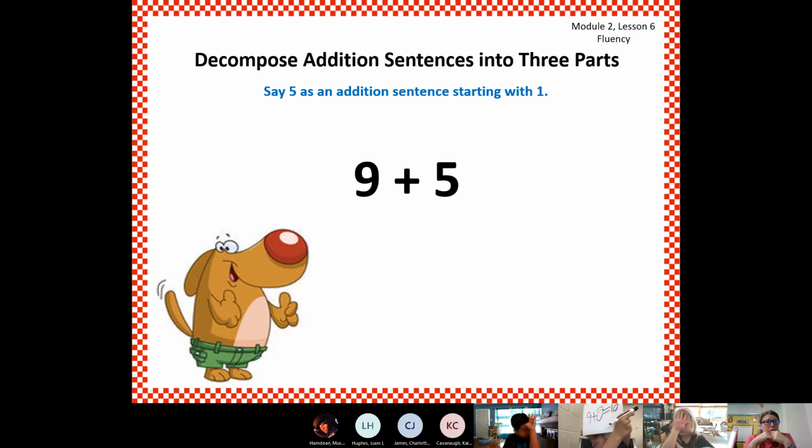Okay, circle the 9 plus 1. With your fingers, show me what is 9 plus 1. 10, that's right, 10. So 10 plus, what's the other number that's left over? Show me with your fingers. 4. So now on your whiteboards, tell me what's 10 plus 4?